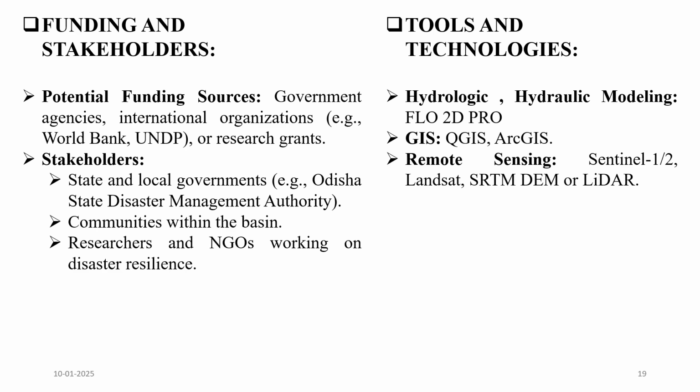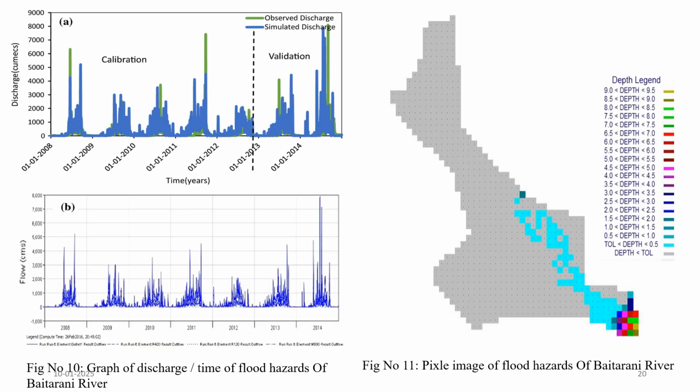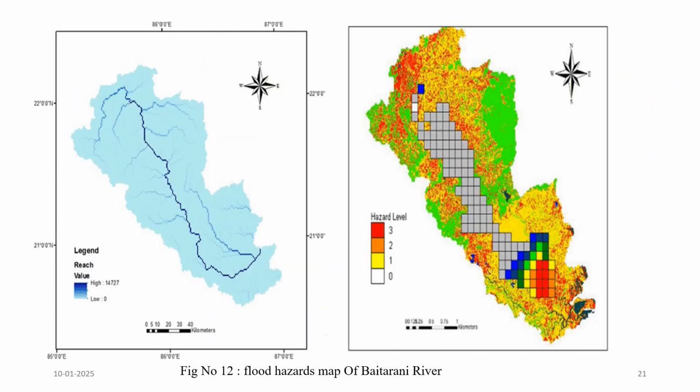This graph is prepared between the discharge and time of flood hazard of the Baitarani River from the period of 2008 to 2014. And there is a pixel image of flood hazard of the Baitarani River. This slide shows a map of the Baitarani River and a thermal map of the Baitarani River with the hazard level consistency.